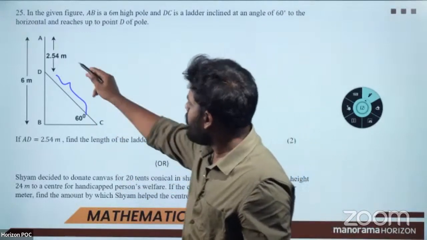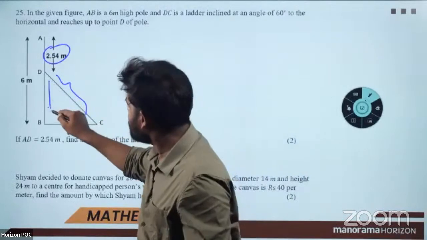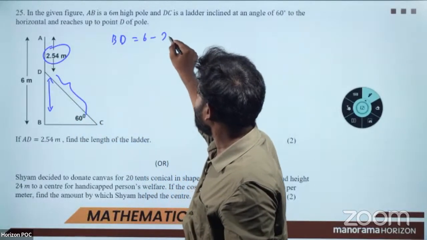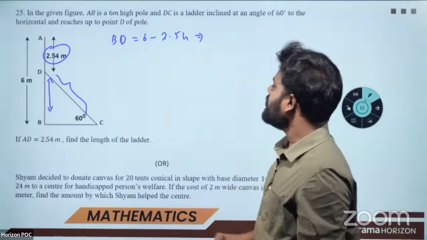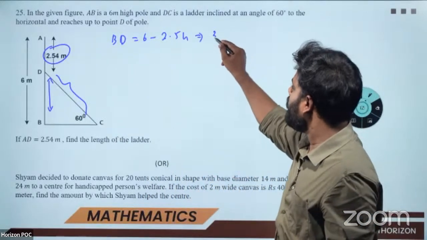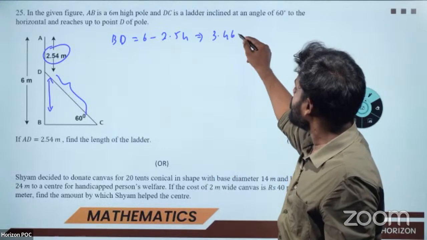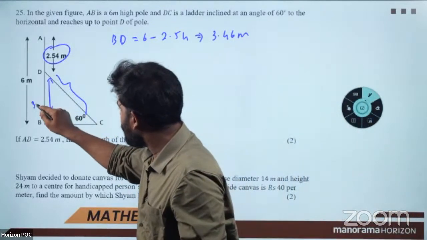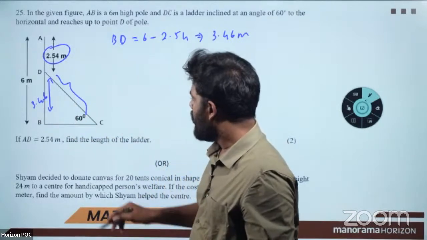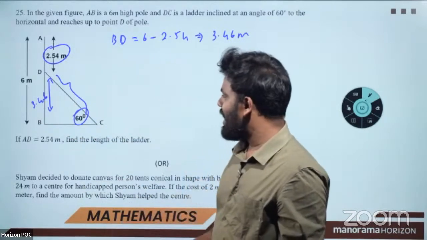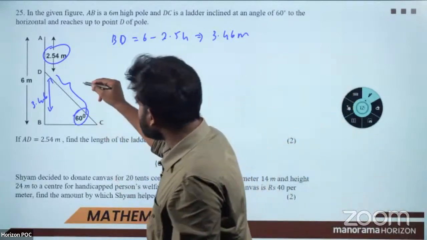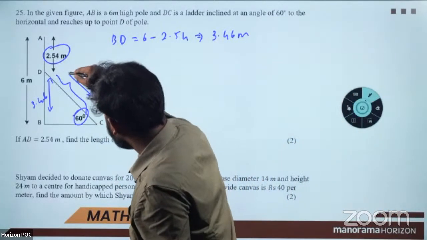Now, if this is 2.54, what about this length BD? Can you write BD as 6 minus 2.54? Yes. And 6 minus 2.54 is nothing but 3.46 meter. So this one you get as 3.46. Clear? Now look at the angle there. The angle made by the ladder with the ground is 60 degrees. Now I'm asked to find this ladder length.